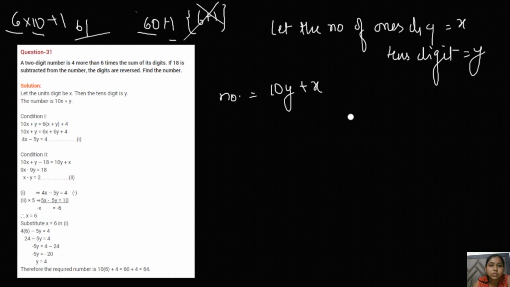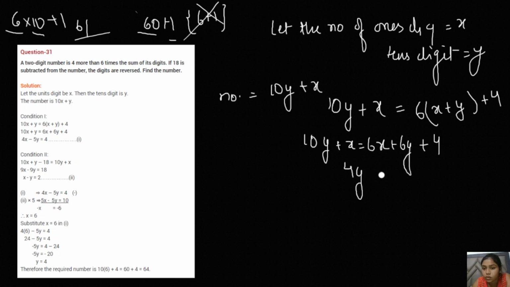So what you will do is you can just know that this number is equals to 6 times the sum of the digits plus 4. Okay, don't write 10y plus x or 10x plus y, because it is the sum of the digits. It means 6 and 1, right? So what you will do is just solve these equations out like this. You can solve these equations. 4y minus 5x equals to 4.